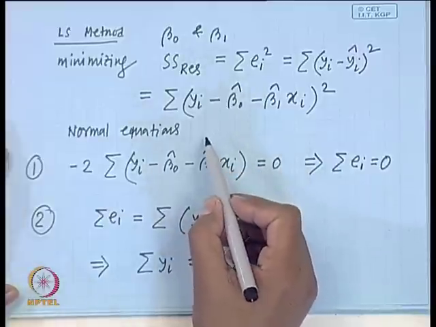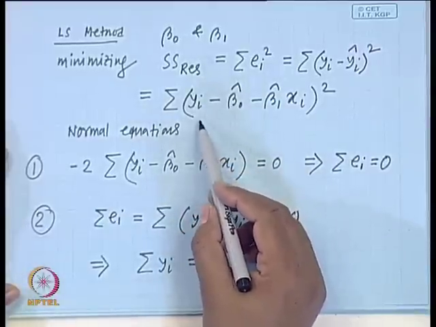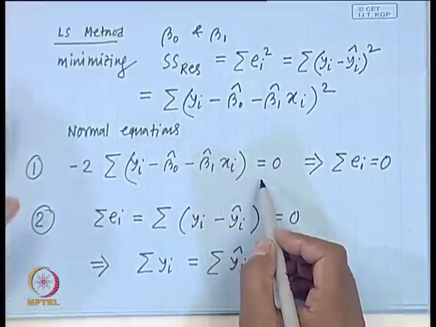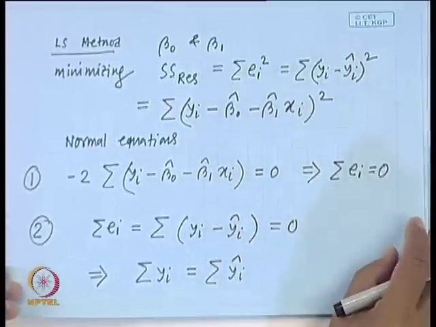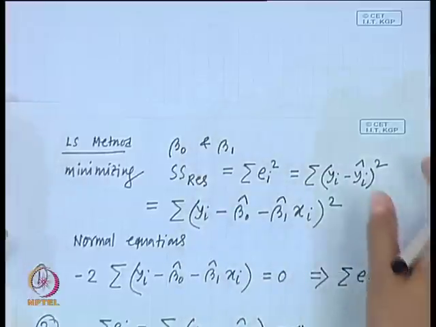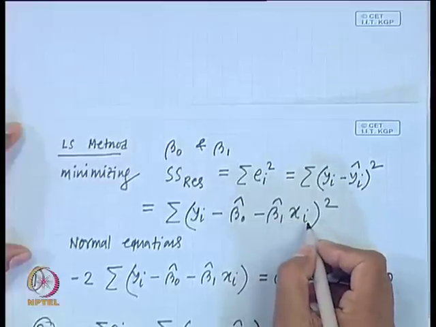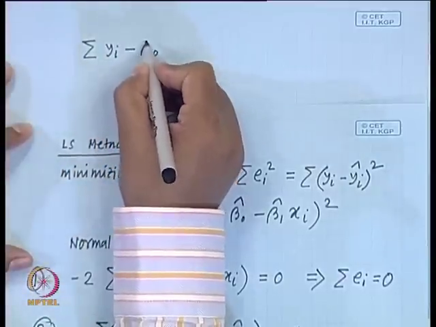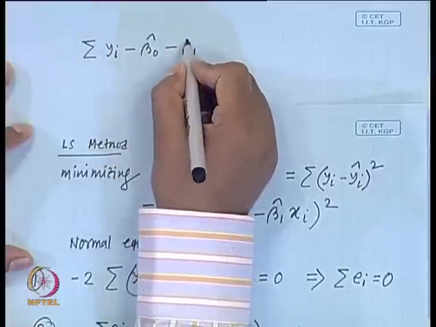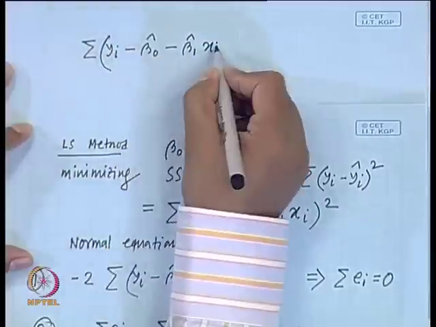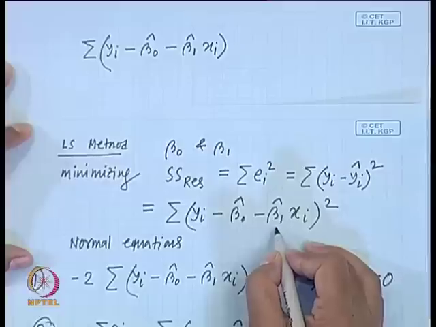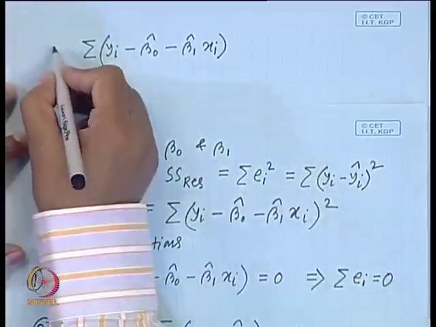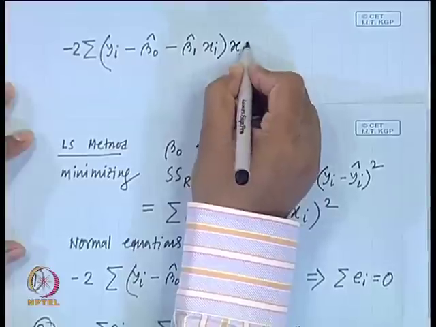By differentiating this residual sum of squares with respect to beta naught hat, we got this normal equation. This is the first normal equation. Now, again we differentiate this sum of residuals with respect to beta 1 hat, and that gives summation (y_i minus beta naught hat minus beta 1 hat x_i), and we are differentiating with respect to beta 1 hat. So this quantity will be multiplied by minus 2 into x_i, which is equal to 0.